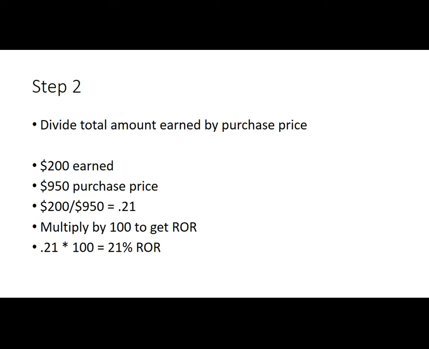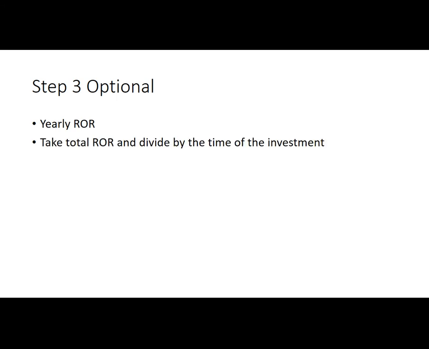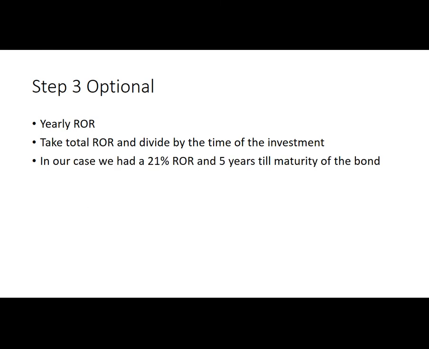There is an optional step 3 if you wanted to calculate yearly rate of return. For yearly rate of return, optional of course, you could take your total rate of return and divide by the time of the investment. In our case, we had a 21% rate of return and 5 years till maturity on the bond. Dividing those two, we would end up with 4.2% rate of return per year. This part is optional, but it's a good thing to take into consideration when looking at investments.